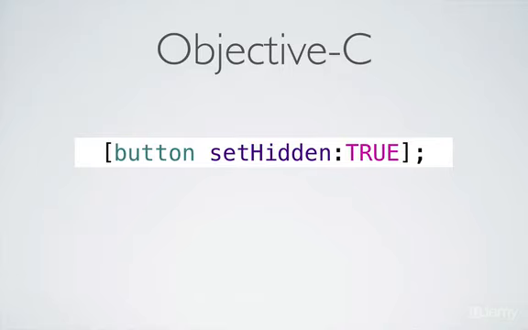Can you guess what it does? If you guess that it hides a button, you're right. Let's break down this line of code. Objective-C messages are enclosed in brackets and end in a semicolon.